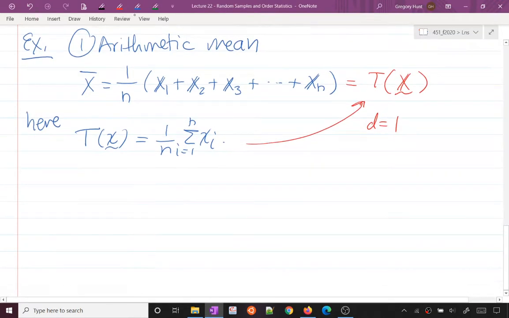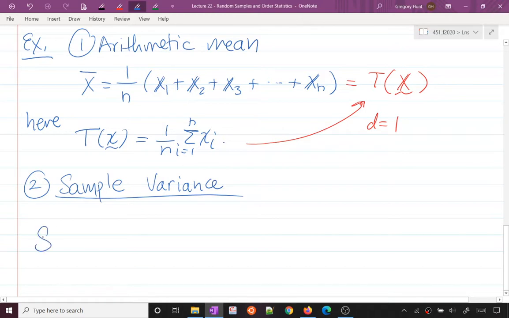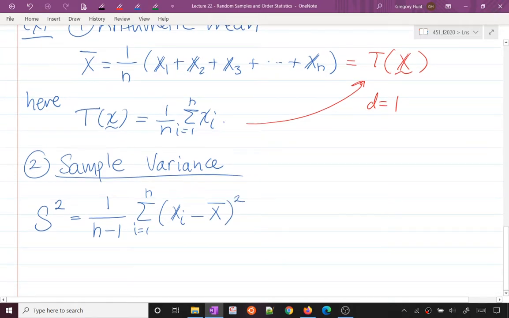Of course, there are other examples of statistics that we could talk about. If you've taken an intro statistics class, you may have come across, for example, the sample variance. Typically, it's denoted s squared, and it looks something like 1 over n minus 1, sum over i goes 1 to n, of x sub i minus x bar, our arithmetic mean, squared.